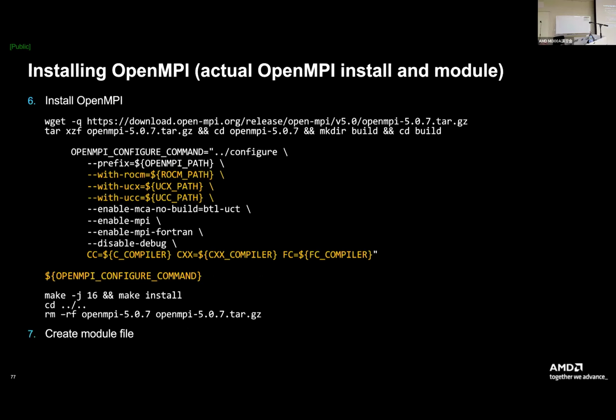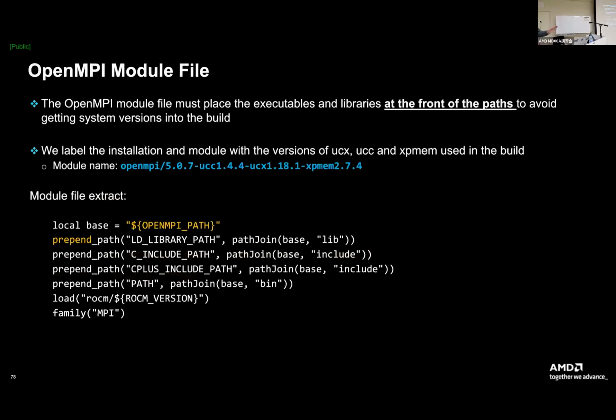And that's difficult if you don't have contacts within AMD. So we try to show all of those here. Now we finally build OpenMPI, and we're going to give the paths to all those packages we've built. Okay, next slide. So now we're going to create that module file.